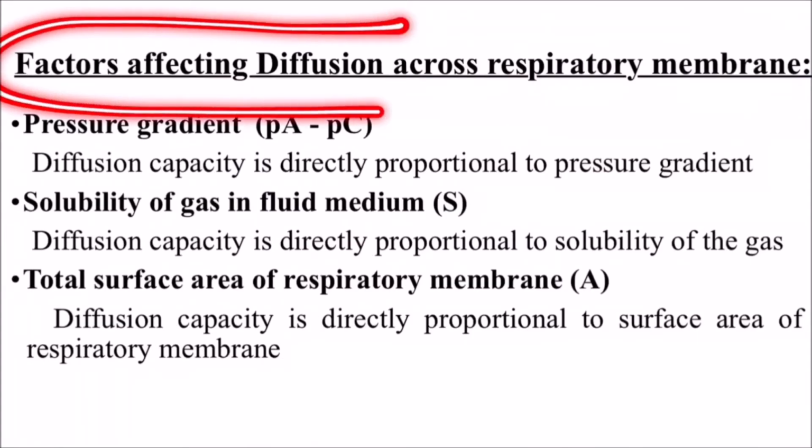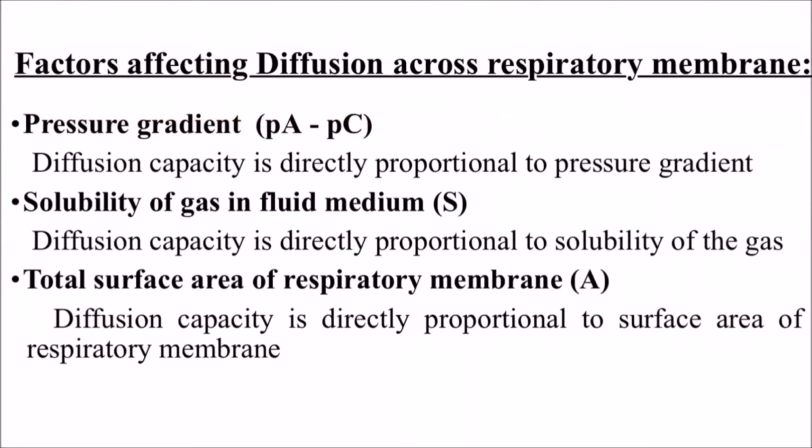What are the factors affecting diffusion across the respiratory membrane? First factor is the pressure gradient, that is Pa minus Pc. Diffusion capacity is directly proportional to the pressure gradient. Second factor is the solubility of gas in the fluid medium, S. The diffusion capacity is directly proportional to the solubility of the gas.